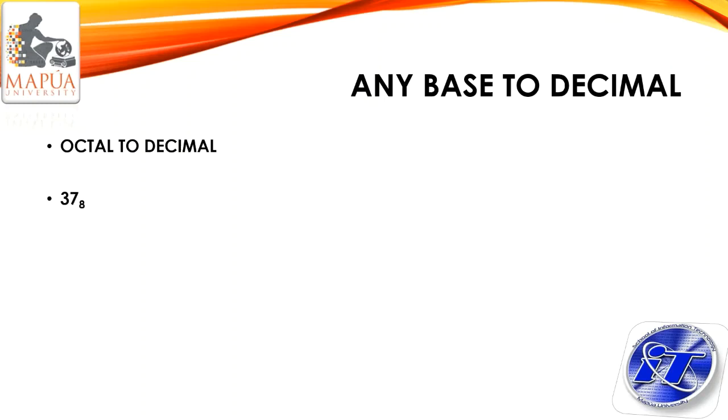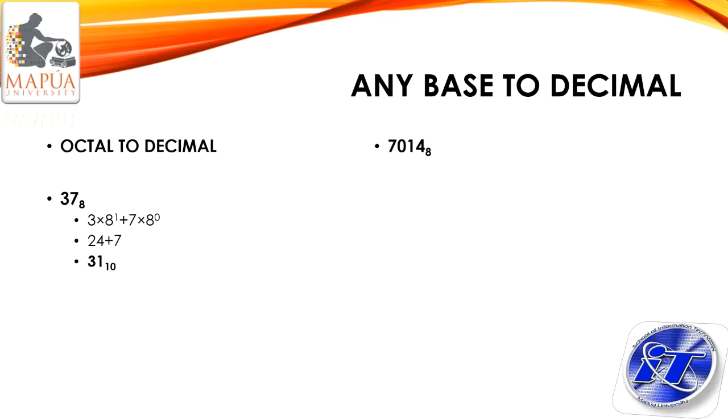Another example, 37 base 8. Again, locate the radix point. Since this is a whole number, the radix point will be on the rightmost side, right of 7. So 7 will have a positional value of 8 raised to 0, while 3 has 8 raised to 1. Multiply, we have 24 plus 7, get the sum, and that will be the answer, 31 base 10.